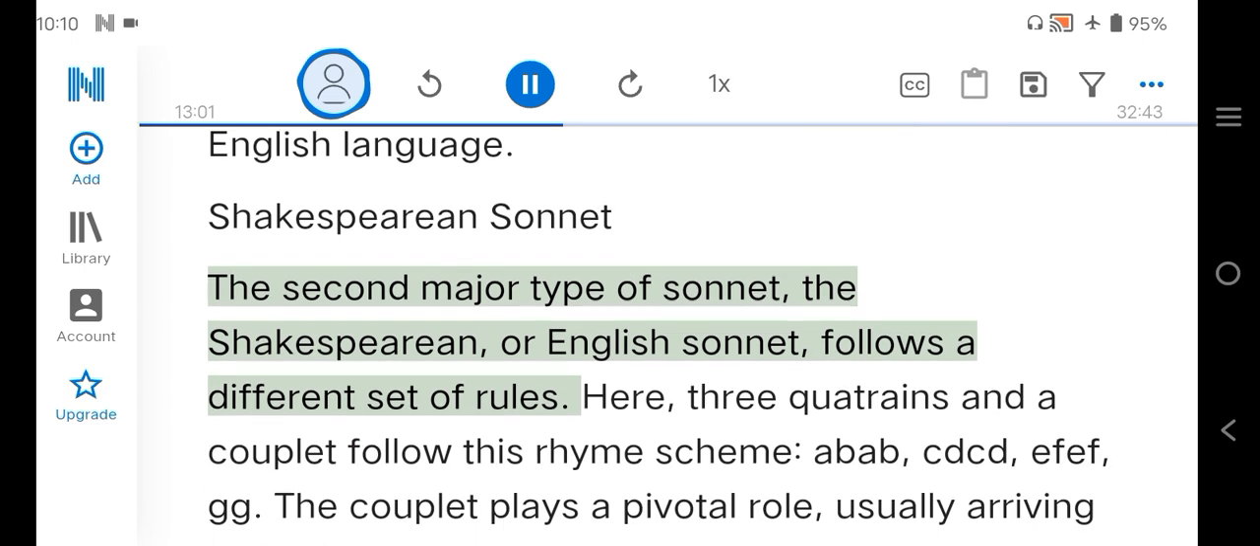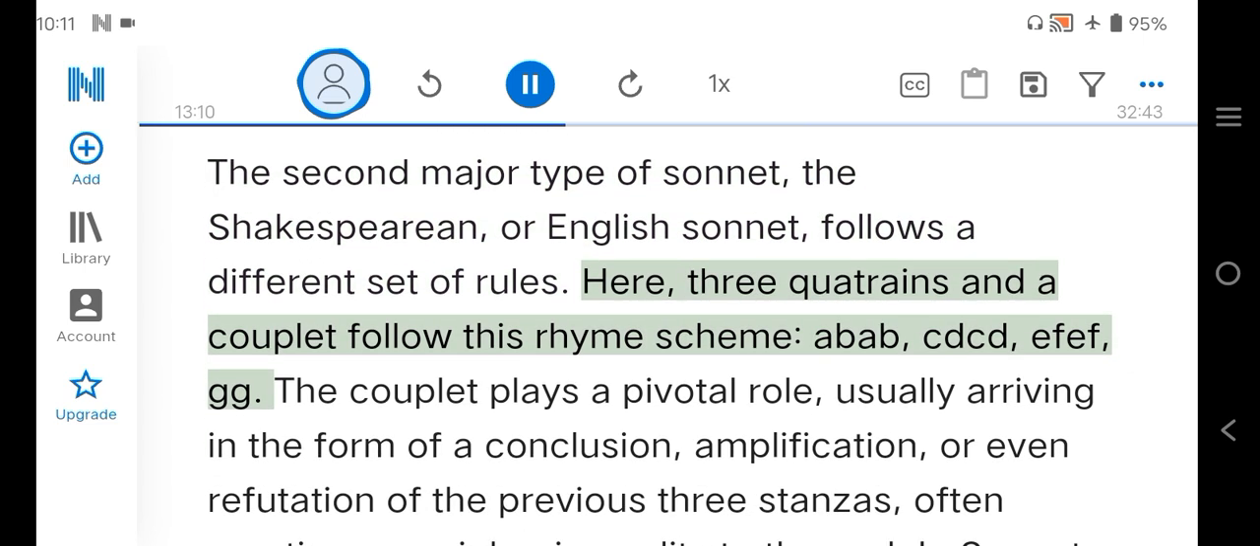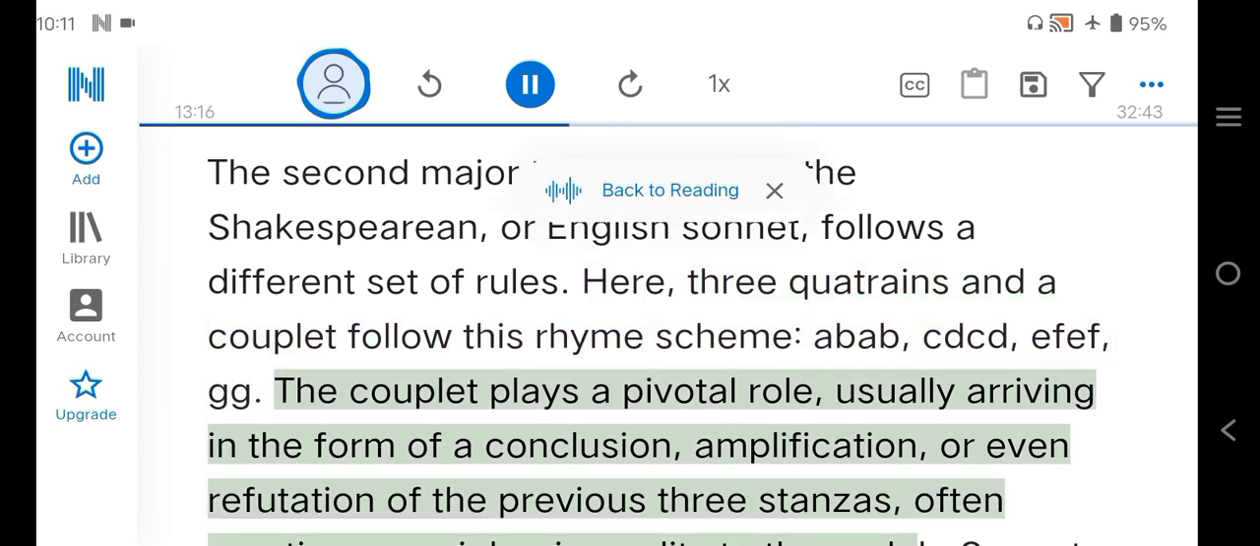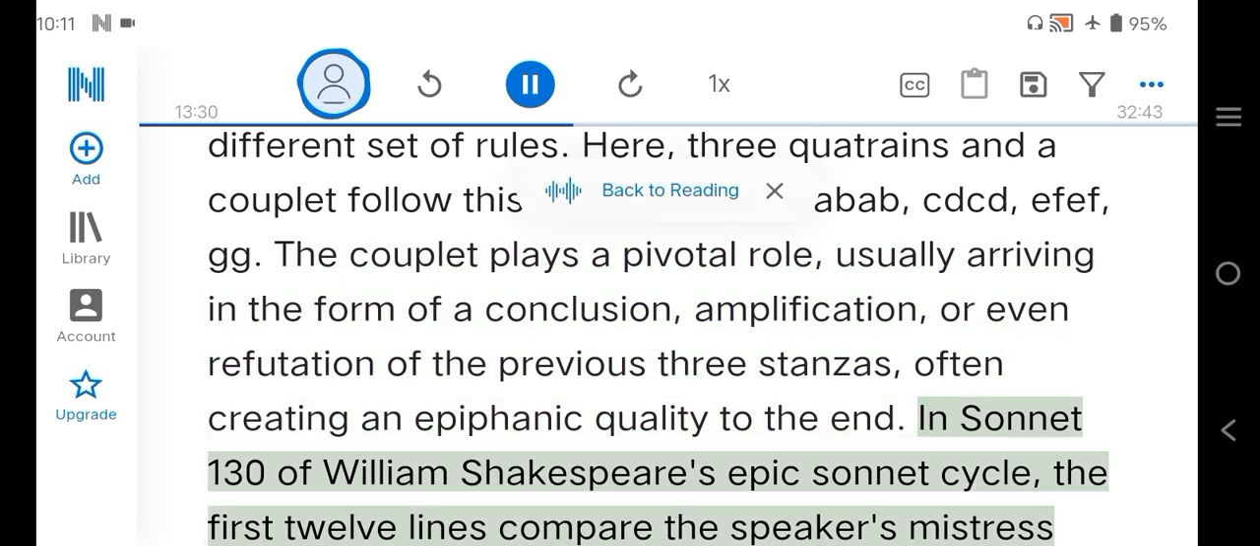Shakespearean sonnet. The second major type of sonnet, the Shakespearean, or English sonnet, follows a different set of rules. Here, three quatrains and a couplet follow this rhyme scheme: ABAB, CDCD, EFEF, GG. The couplet plays a pivotal role, usually arriving in the form of a conclusion, amplification, or even refutation of the previous three stanzas, often creating an epiphanic quality to the end.